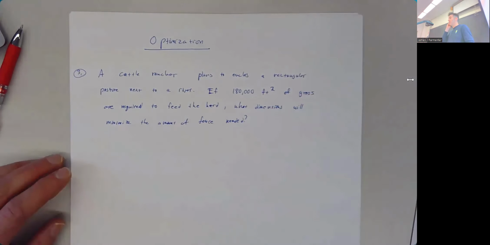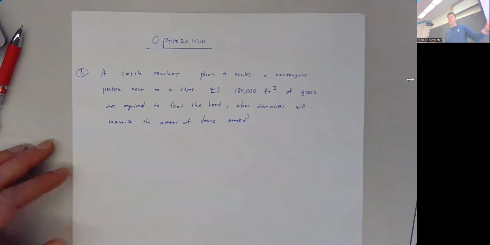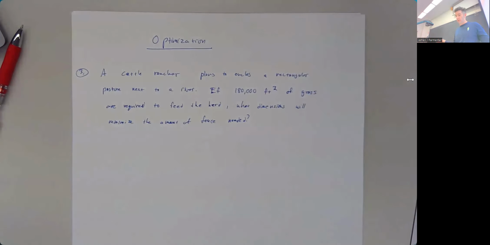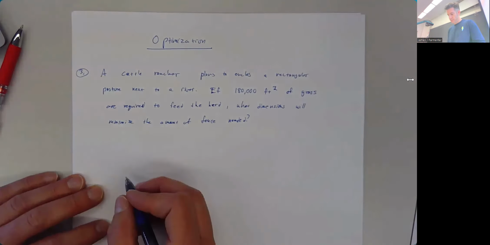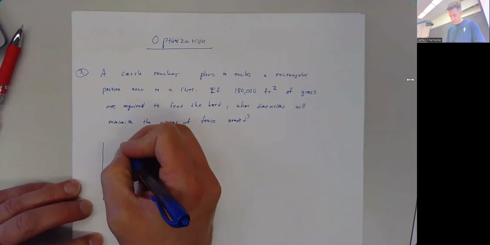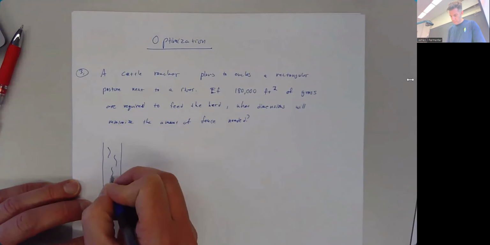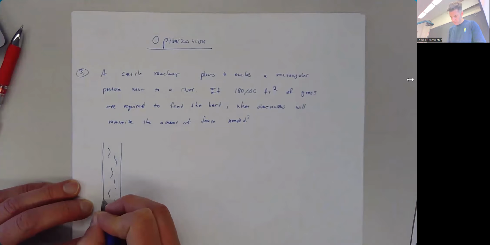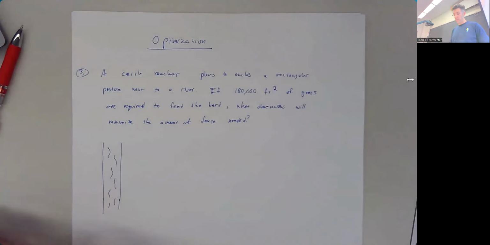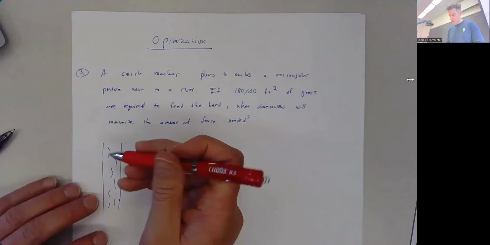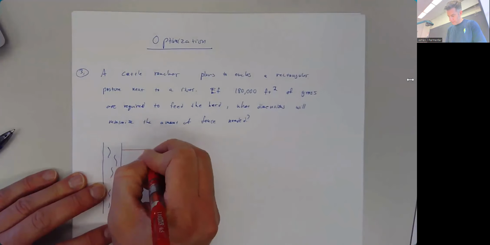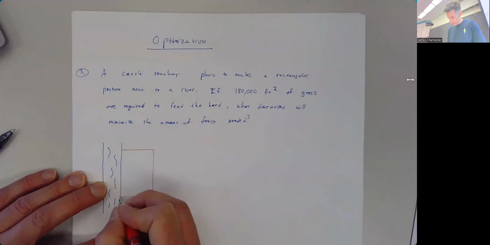Okay, so whenever I'm doing one of these problems, whether it's related rates or optimization, I almost always want to draw a picture. So here's my river that we're not going to build the fence on. And then over here, next to the river, we're going to fence in some rectangular pasture.